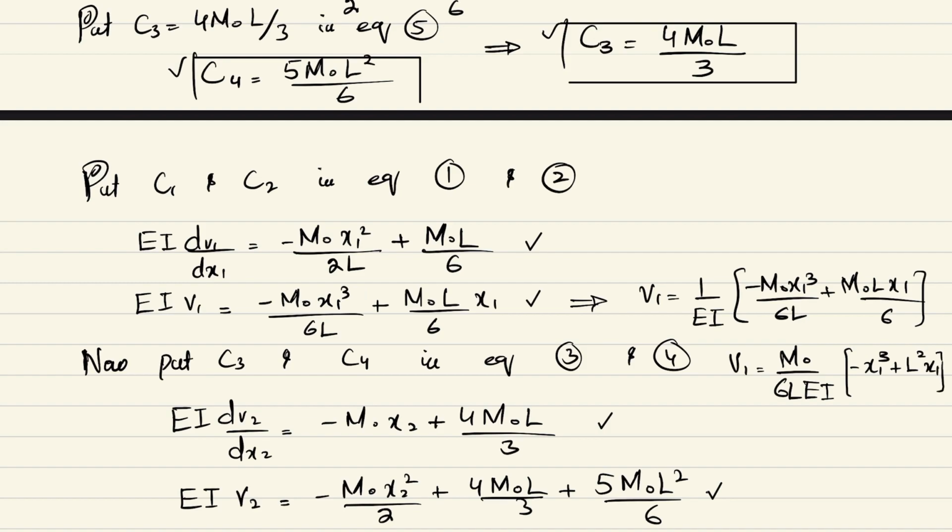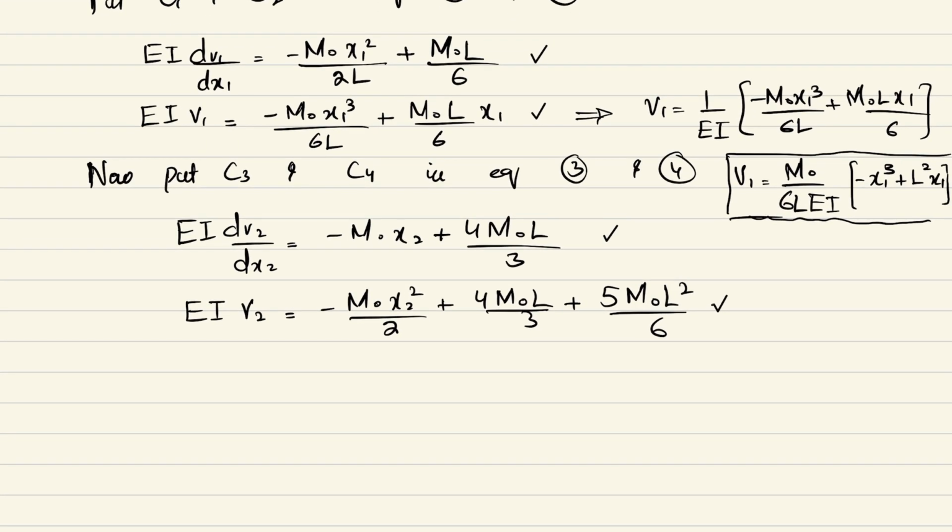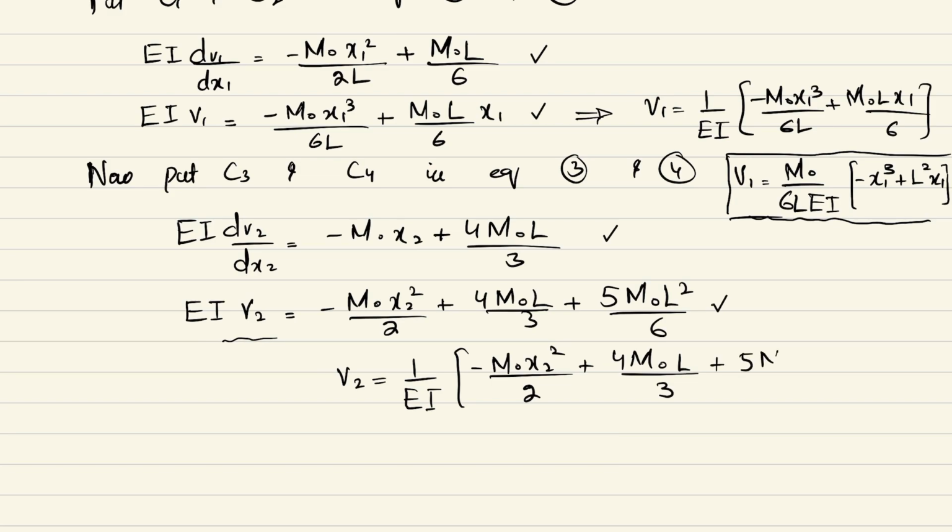Okay, you can just do it. This is very easy. So this is the equation of elastic curve for coordinate x1. Now if you divide this equation by EI on both sides, you will get v2 is equal to 1 over EI into minus m naught x2 square over 2 plus 4 m naught L over 3 plus 5 m naught L square over 6.